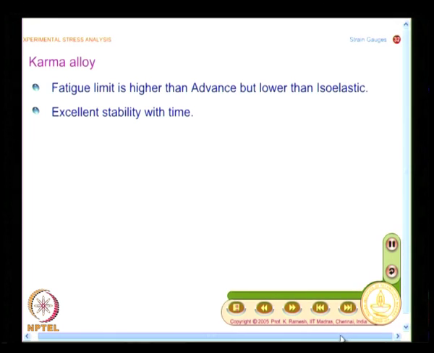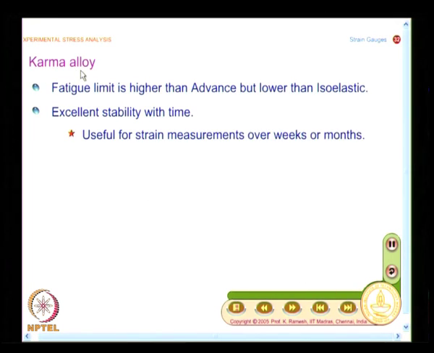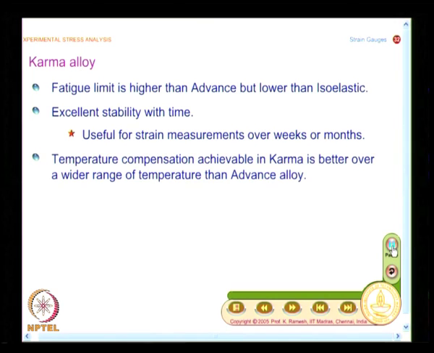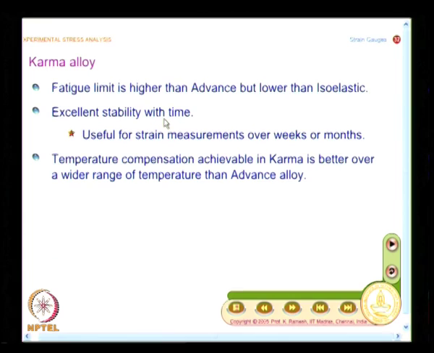And then we move on to the next material, which is Karma alloy. The moment you come to Karma alloy, the basic characteristic is it has excellent stability with time. See, I have also said in strain gauge instrumentation, you have applications where you may need to monitor the strain for long durations of time. You may be wanting to monitor a bridge, how it is performing over several months, and these are all called in situ applications, where you put it on the actual structure and do a health monitoring of the structure. And the advantage of Karma alloy is its excellent stability with time.